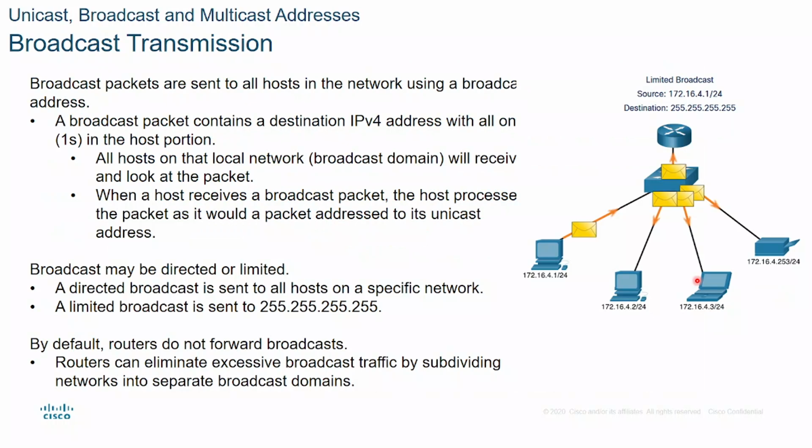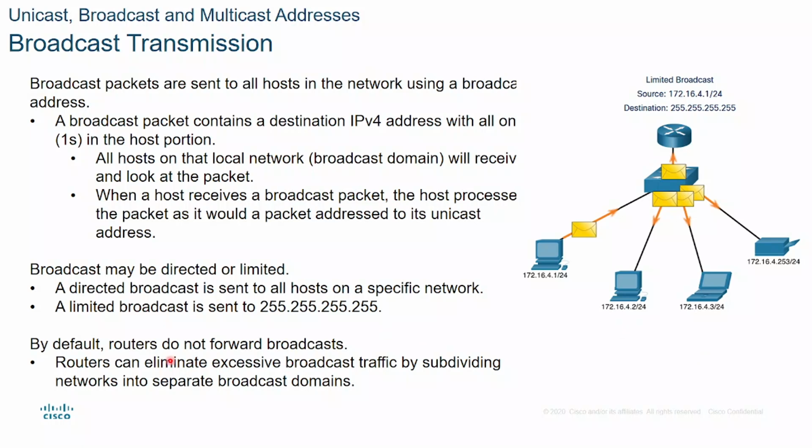But now for broadcast, packets are sent to all hosts in the network using a broadcast address. Now a broadcast packet contains a destination IPv4 address with all ones in the host portion. So when this host here wants to send a broadcast, the switch reads the source as the IP address of this host, which is the sender. And now the destination is going to be 255.255.255.255, which is the broadcast address. Which means that it's going to go to everybody on the network.